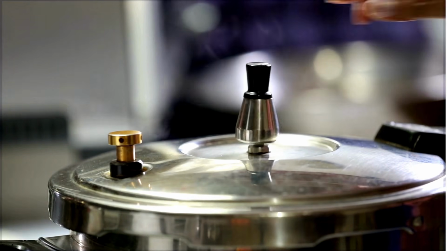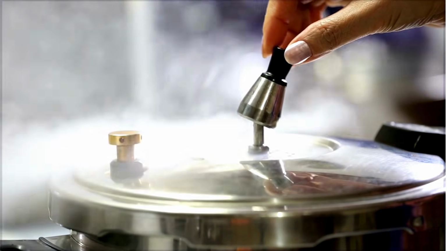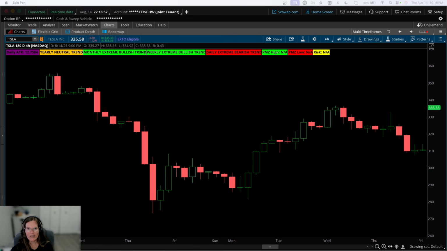Think of it like a pressure cooker. The longer that price trades within that range, the more the volatility is building up. And like a coiled spring, it releases with force.